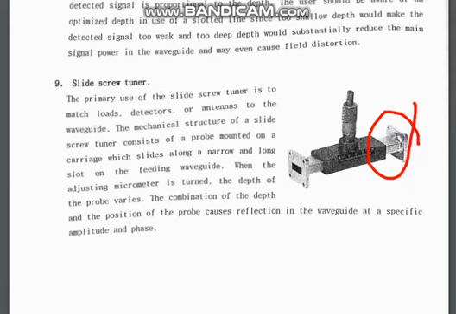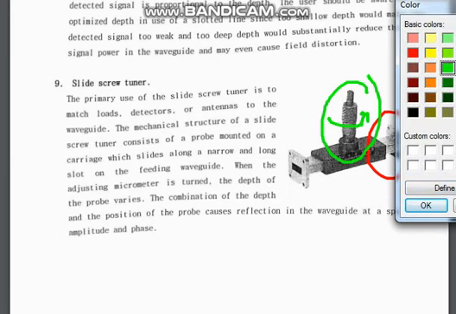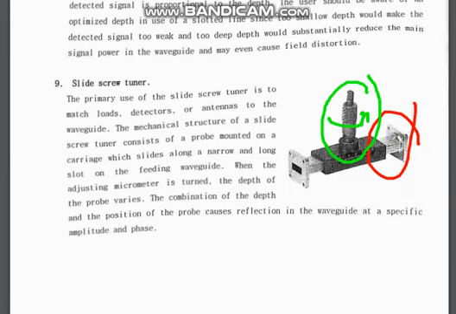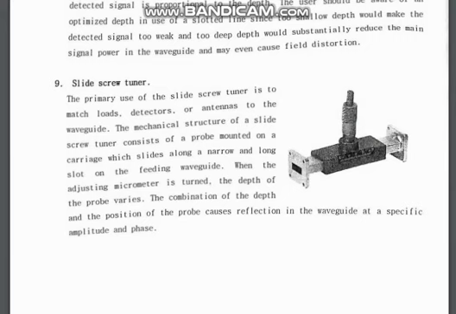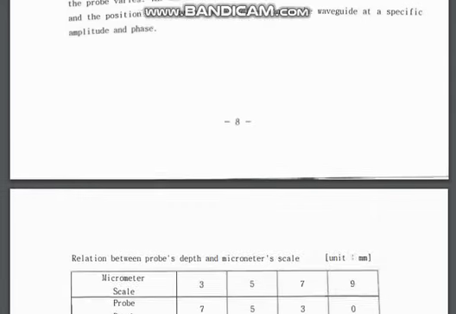That is not the waveguide, that is the screw tuner section. You can tune it by just moving this, and the depth of the probe varies. So that is a slide screw tuner, almost the same as a slotted line tuner, but it is operated by a screw.